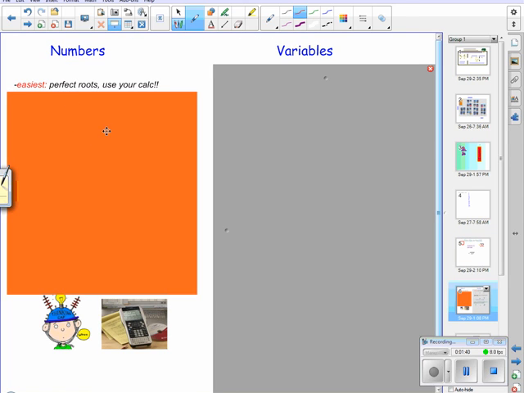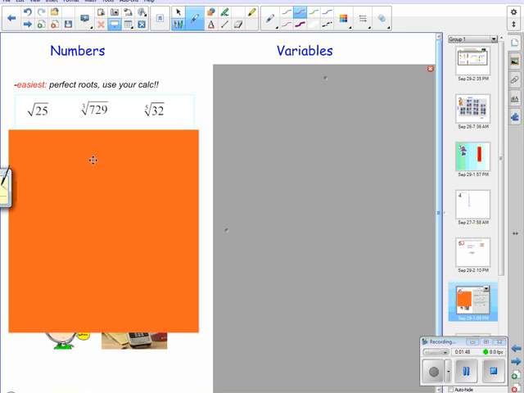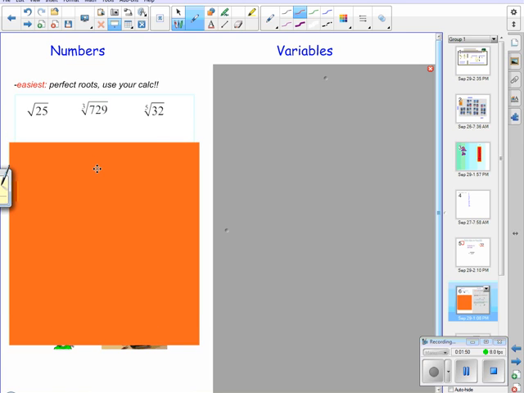And we have numbers. The easiest thing to do is if you have perfect roots, if you have a perfect square root or a perfect cube root, you can pick up your calculator and let your calculator do it. If you look at all 3 of these examples, square root of 25, that's a plain old 5. You can do that with the calculator. Fifth root of 32, your calculator tells you it's a 2.